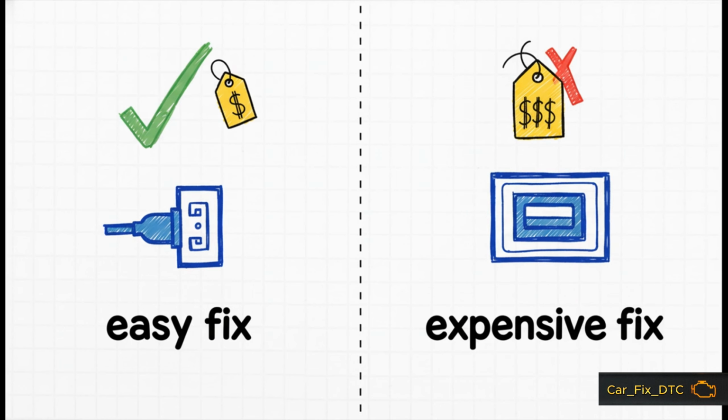Okay, do you see the pattern here? This is so important. Before you rush out and spend money on new parts, please check the simple stuff first. A loose connector or a bit of corrosion on a wire is a way cheaper and easier fix than a brand new sensor that you might not have even needed in the first place. Always start with a good visual inspection.